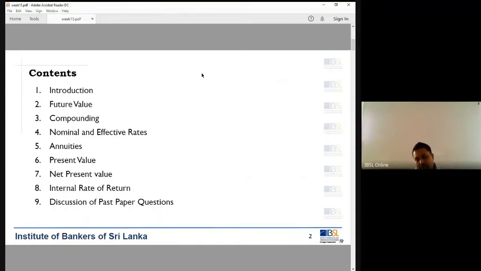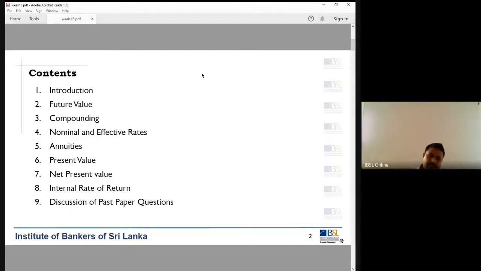Those are some of the practical instances where we can see future value and present value being used in our day-to-day investments. It may be a fixed deposit, maybe a small project. You can understand how the effective rate, annuities and perpetuities come into play. Lastly, we will discuss the net present value and IRR.